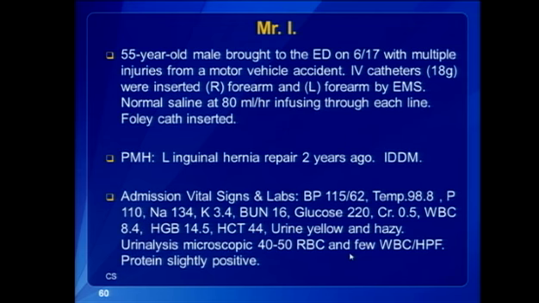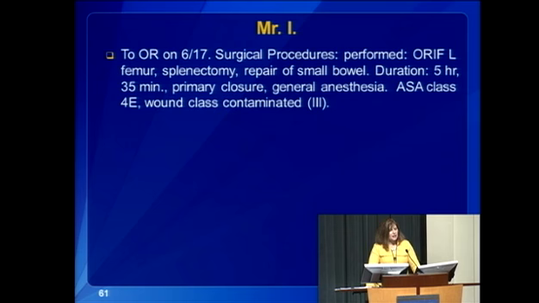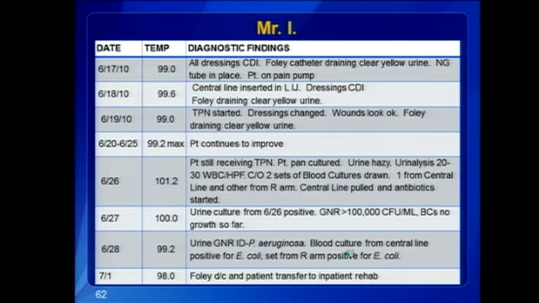Microscopic urinalysis showed 40 to 50 red blood cells and few WBCs. Protein was slightly positive. He went to the OR on the 17th and had an open reduction internal fixation of a left femur, splenectomy, and repair of a small bowel. It took 5 hours, 35 minutes, primarily closed, general anesthesia, and an ASA class of 4E, contaminated wound class. On the 17th, all dressings were clean, dry, and intact. Foley was draining. The NG tube was in place. The patient was on a pain pump.